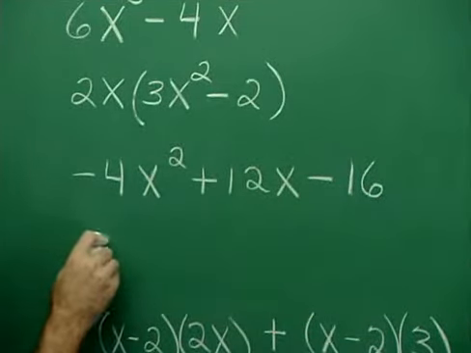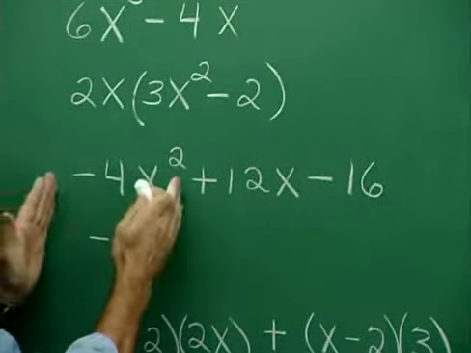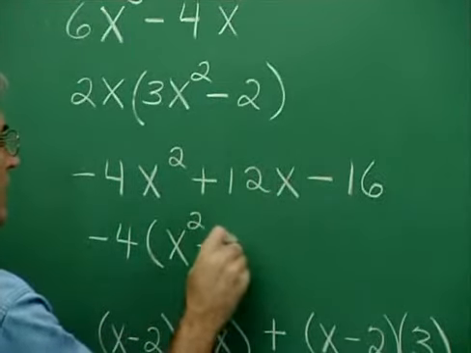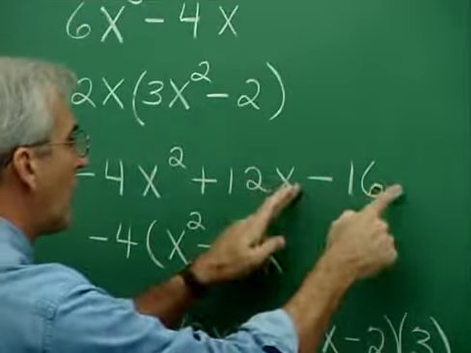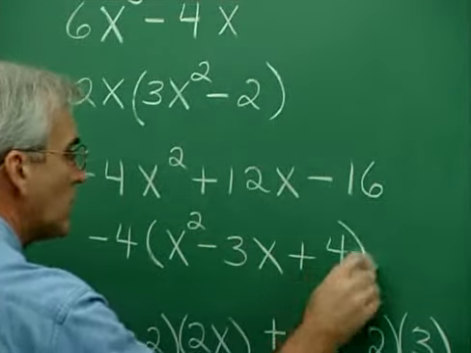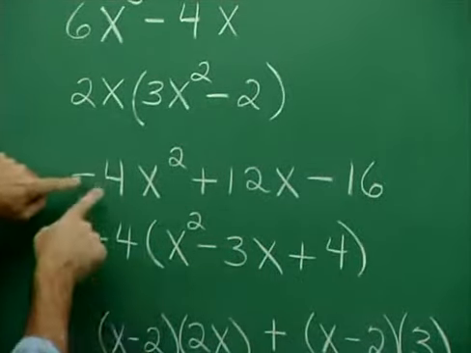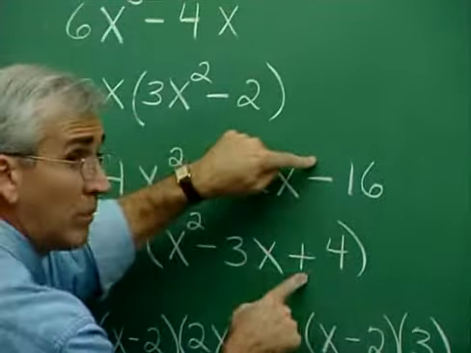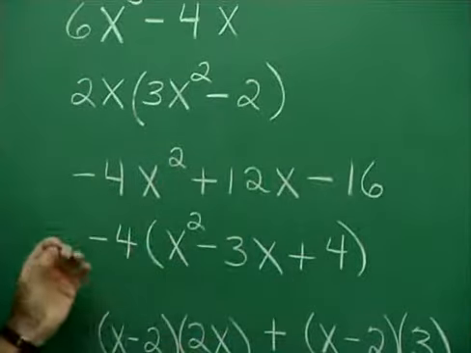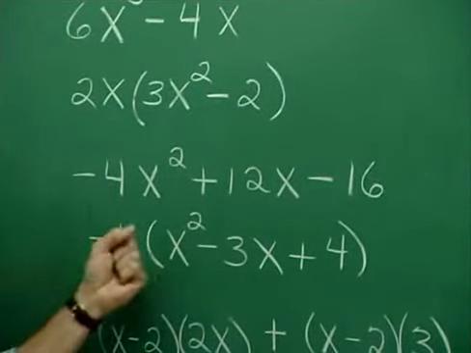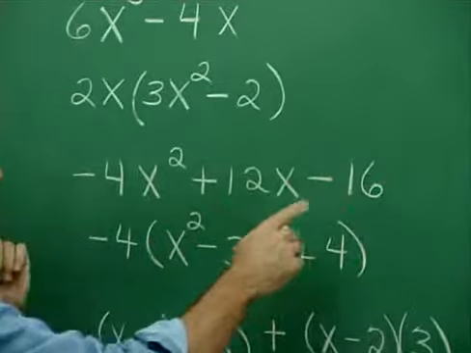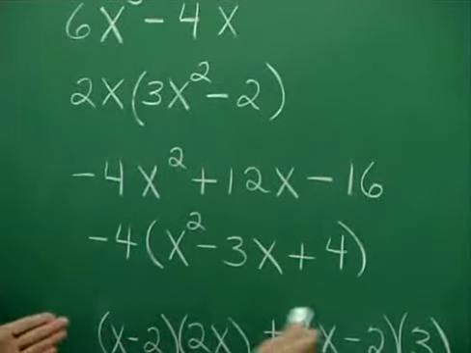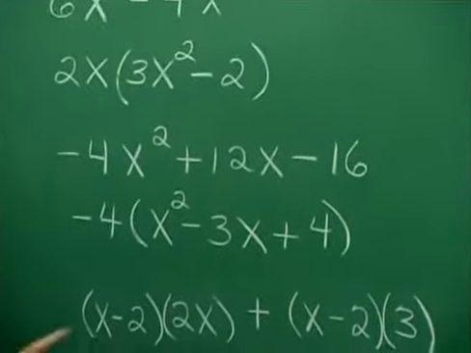Let me show you what I'm talking about. When I pull negative 4 out of this term, I'm left with x squared. Negative 4 out of this term leaves negative 3x. And negative 4 out of this term leaves plus 4. So notice how the signs have changed. The first term here from minus to plus, plus to minus, minus to plus. A lot of times that technique of factoring a minus or a negative out of a polynomial is necessary to complete a certain form.